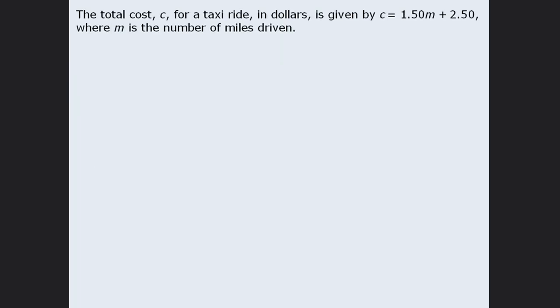Okay, now here's an example of a word problem that we can rewrite using function notation. The cost C of a taxi ride is given by C equals 1.5m plus 2.5, where m is the number of miles driven. Notice that the cost of the ride depends on m, the number of miles driven. So if we want to find the cost of a 4-mile trip, we must recognize that m equals 4, and we want to find the value of C when m equals 4.